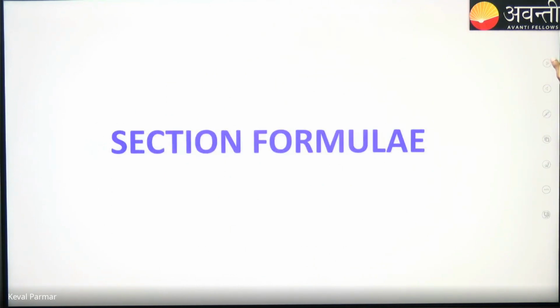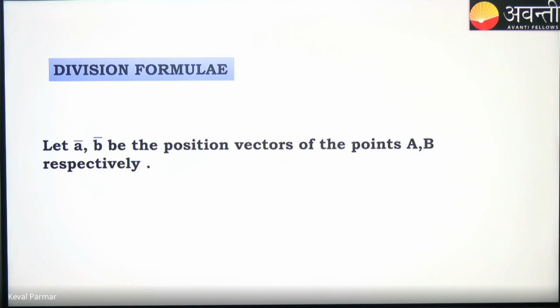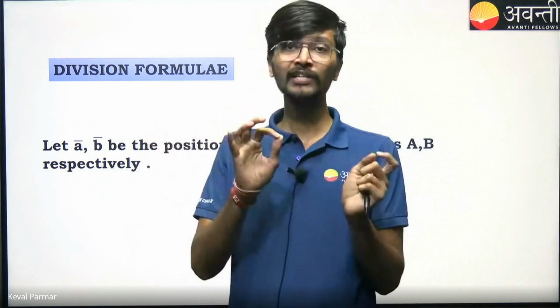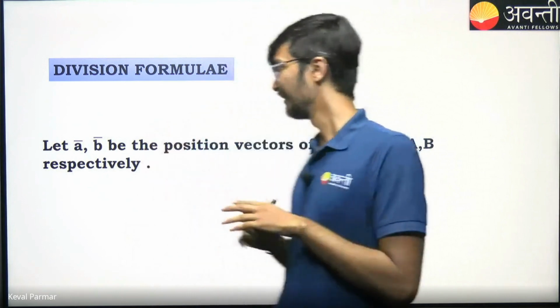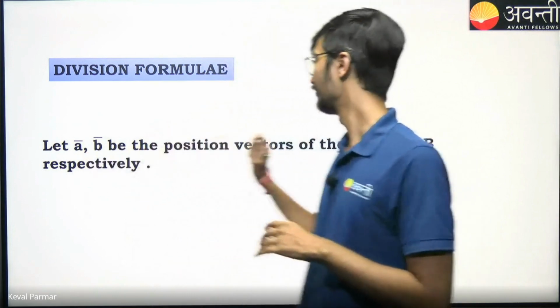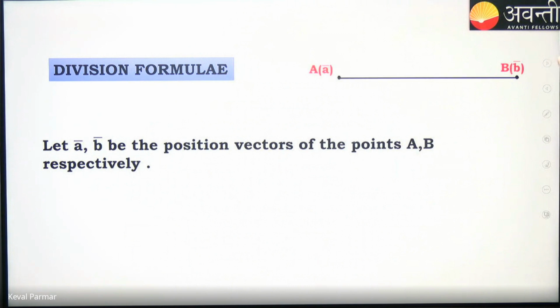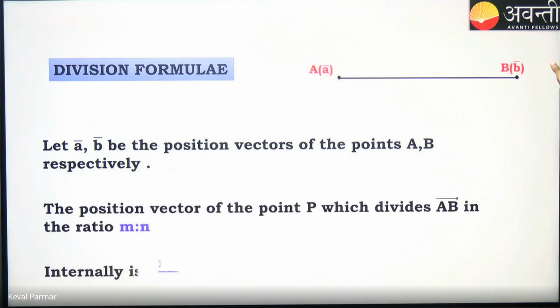Section formula. In the section formula, we mainly use the position vectors. Let's say we have two vectors, a bar and b bar, which are the position vectors of points A and B respectively. Then I can get the position vector of P, which divides AB bar in the ratio m is to n, as this.